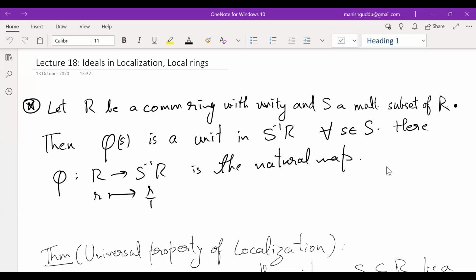This follows from the fact that if you have an injective ring homomorphism from some ring to a field, or an integral domain more generally, then the ring you started with is isomorphic to a subring of this integral domain or field, by this injective map.